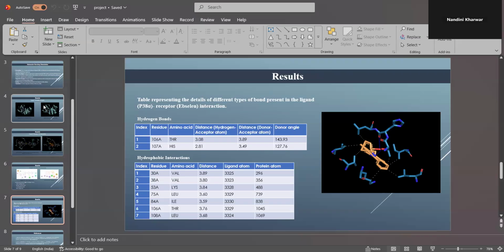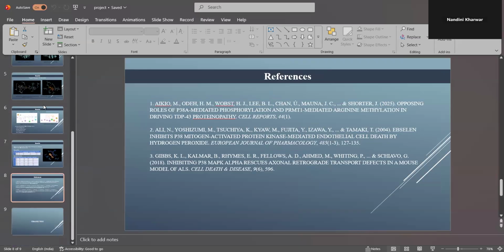the first one showing the hydrogen bond reduce emission rectangle. Second is the hydrogen bond showing amino acids and atom. There are papers where I have taken data.